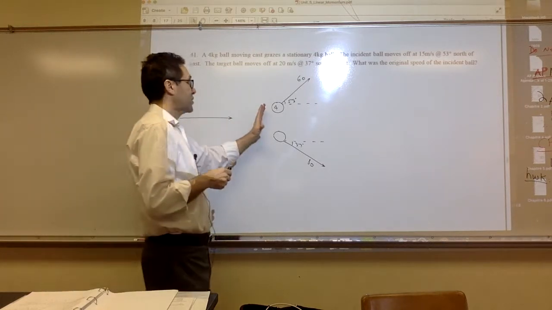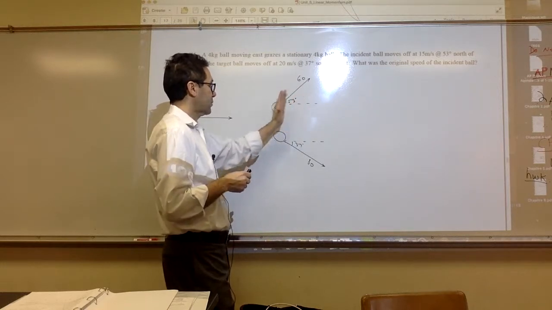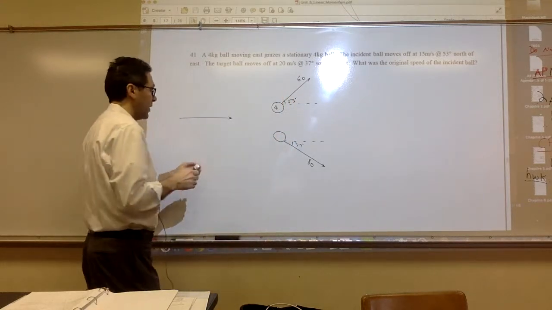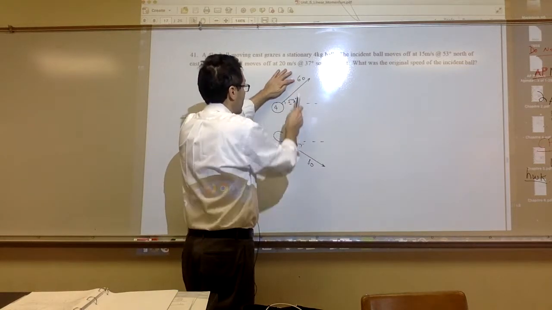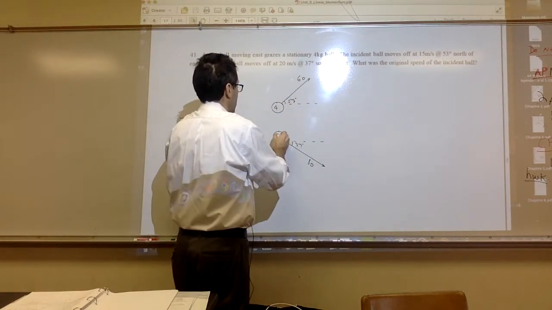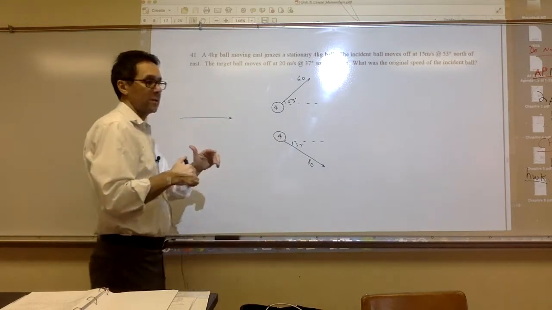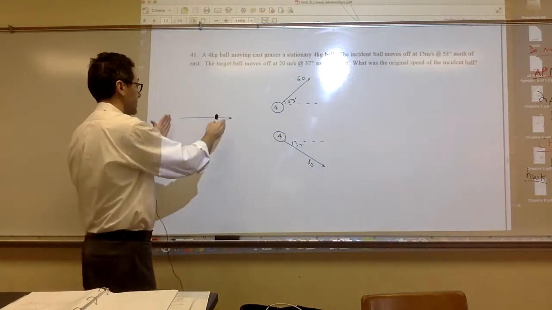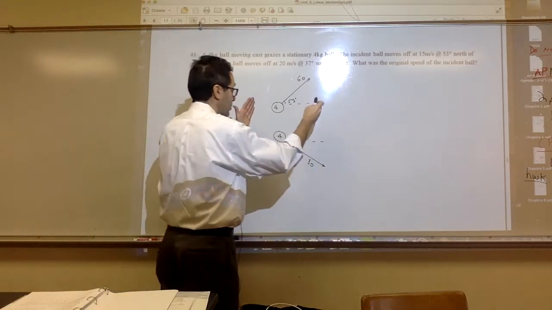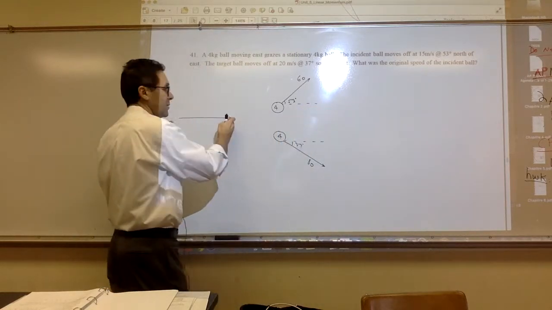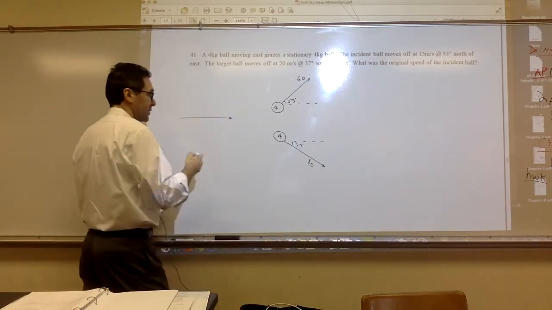Since we have information about the final state, we're going to stick with the final state. But one thing we have to know is the combination of the momenta of these two balls has to be east. That's not negotiable, because your initial momentum is east. So the final has to also be east, and it has to be the same. Okay, so I set it up like this.